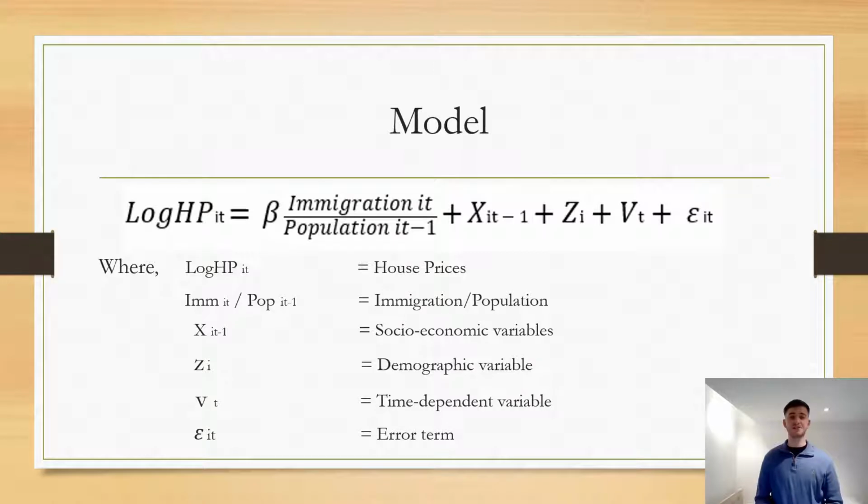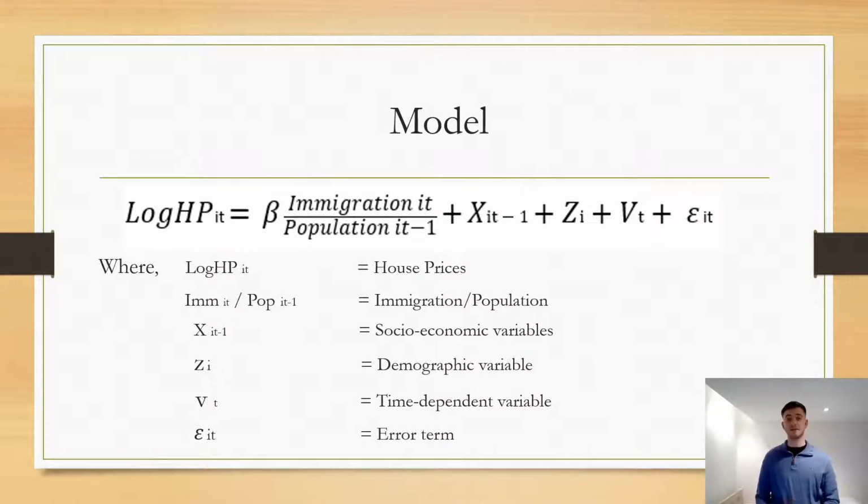I chose to put the house prices into log form as this is a convenient way of transferring the highly skewed variables into a more normalized dataset. Whilst the stock of immigrants divided by the initial population in the previous period, socio-economic variables, demographic variable, and the time-dependent variable are the independent variables in my model.